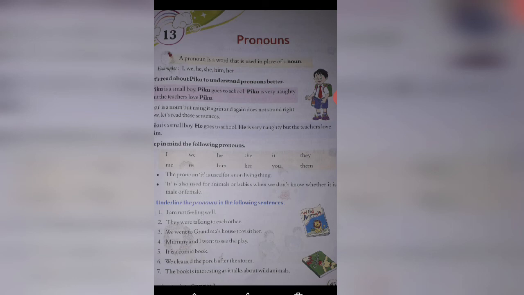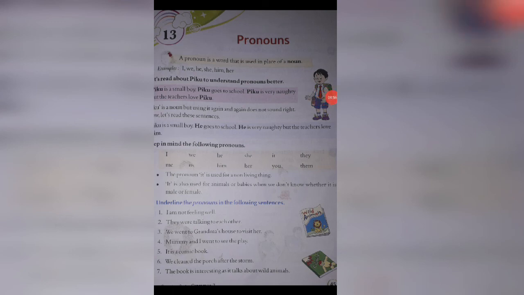Number 7, the book is interesting as it talks about wild animals. Here it is the pronoun. It is used for the book. The book is interesting as the book talks about the wild animals.